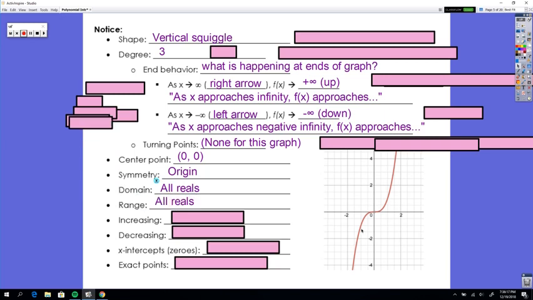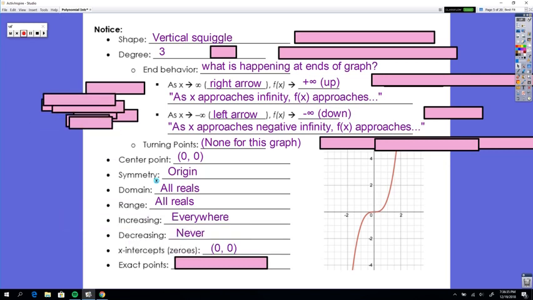The range is all real numbers. What this means is the domain is all real numbers, so it touches all possible x values. The range is all real numbers, meaning it goes from low to high. It is increasing everywhere, decreasing never. The x-intercept is just here at 0, 0. And here are just a few exact points. It touches point -1, -1, 0, 0, 1, 1, just a few to keep in mind. Pause the video here if you need to finish copying these down.